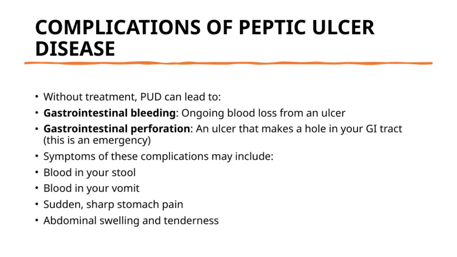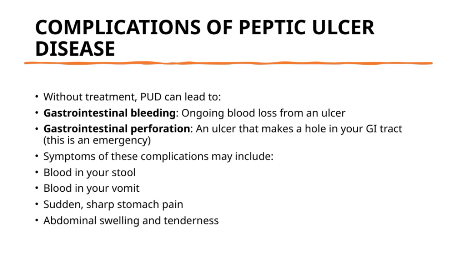Without treatment, peptic ulcer disease can lead to some serious complications. One of the main issues is gastrointestinal bleeding, which happens when an ulcer causes ongoing blood loss. This can sometimes be subtle, but it's very important to recognize. Another complication is perforation, where the ulcer creates a hole in your gastrointestinal tract. This is a medical emergency because it can lead to infection or other severe issues.